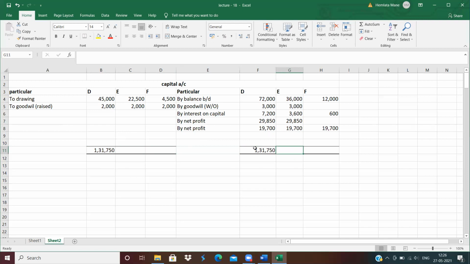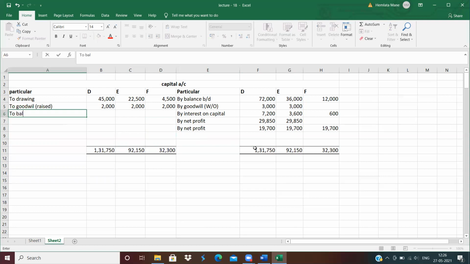Now do the total of E. 36,000 plus 3,000 plus 3,600 plus 29,850 plus 29,700 means the total is 92,150. And now the total of F, 12,000 plus 600 plus 29,700 means 32,300. This is the total. Now close the capital account.